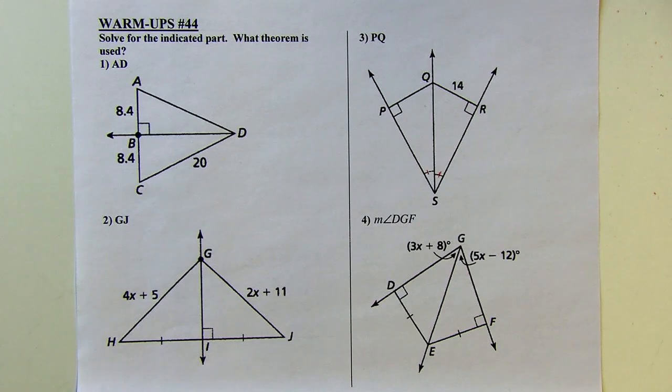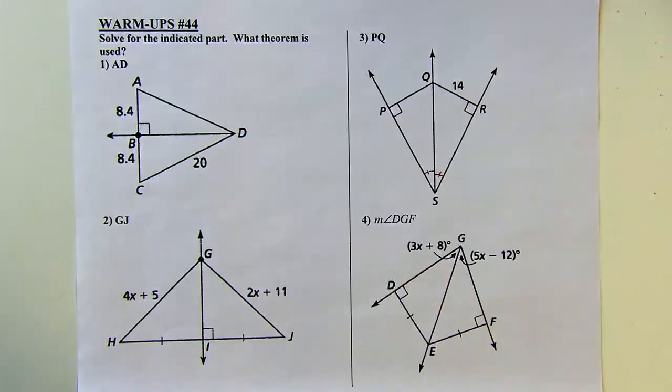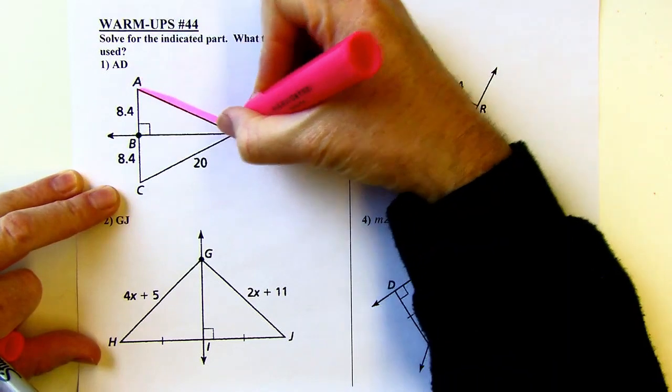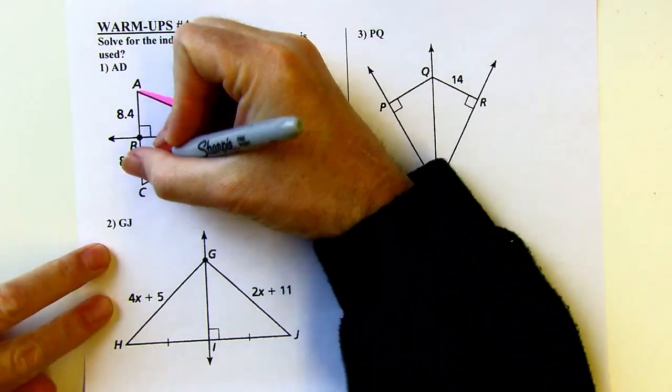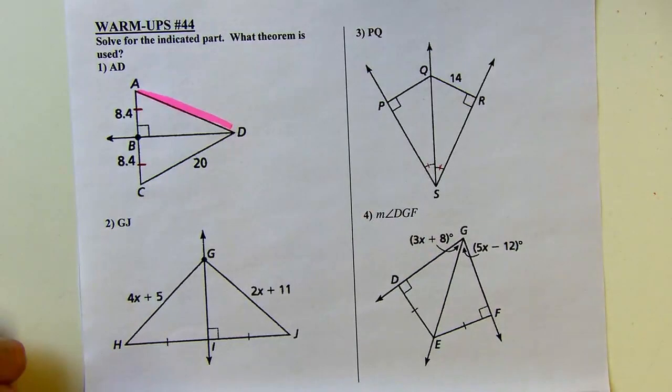Okay, here's warm-up number 44. On this first problem, I'm supposed to find the measure of AD. So AD is this piece. Now the key here is that I can see those two segments are congruent because they both have measures of 8.4.